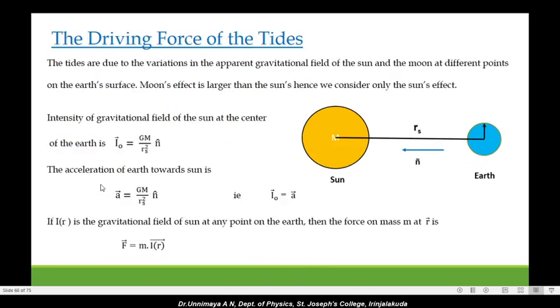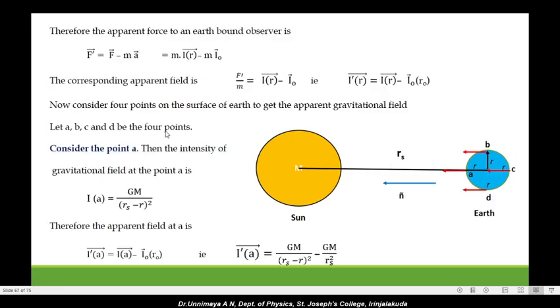So I of A is the intensity of gravitational field at the point A. The expression for I is GM by r square. Since the distance from the center of Sun to the center of Earth is Rs and the radius of Earth is r, what will be the distance from the center of Sun to the point A? That will be Rs minus r. So I of A is equal to GM by Rs minus r the whole square. This is the intensity of gravitational field at the point A.